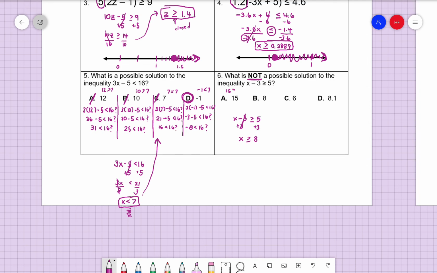Is 15 greater than or equal to 8? Yeah. Is 8 greater than or equal to 8? Yes, because we have that or equal to, that's saving us right there. Is 6 greater than or equal to 8? Nope. 6 is less than 8. Is 8.1 greater than or equal to 8? Yeah, it's a little bit bigger. So our answer, since it says which is not a possible solution, is C, since 6 is less than 8.